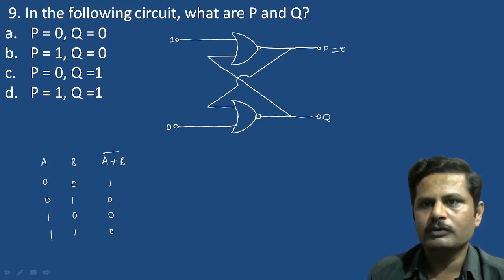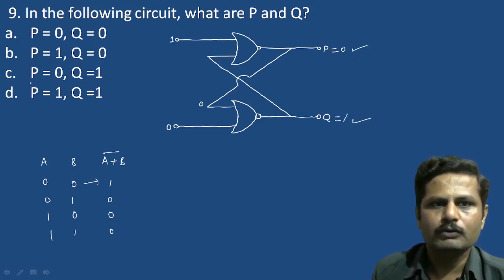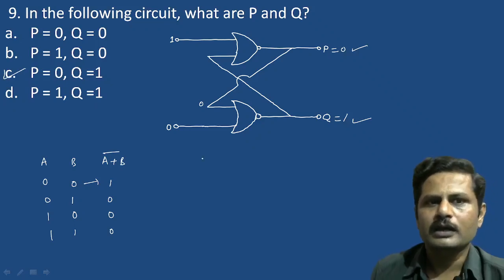So therefore P equals 0. Now if P equals 0, then one input of the lower NOR gate is equal to 0. So 0 0, which implies 1. So therefore P equals 0, Q equals 1. So here P equals 0, Q equals 1. Option C would be the correct answer.